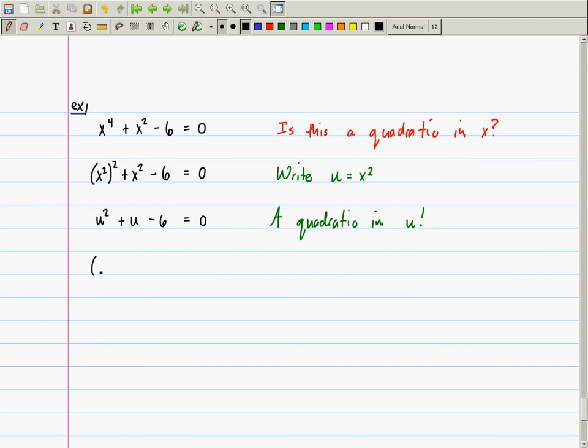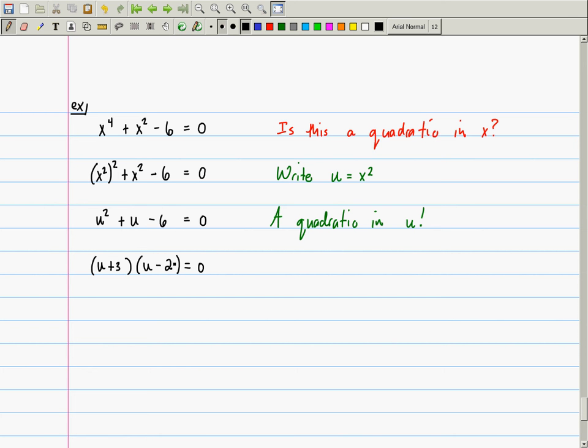It can be written as U something, U something equal to zero. So what needs to go in the positions here? Plus 3, minus 2. The reason why is because we need two numbers whose product is negative 6. So you might think, well, it could be negative 3 and positive 2, or it could be positive 3 and negative 2. You just go through the possibilities and check, and here's the right one.